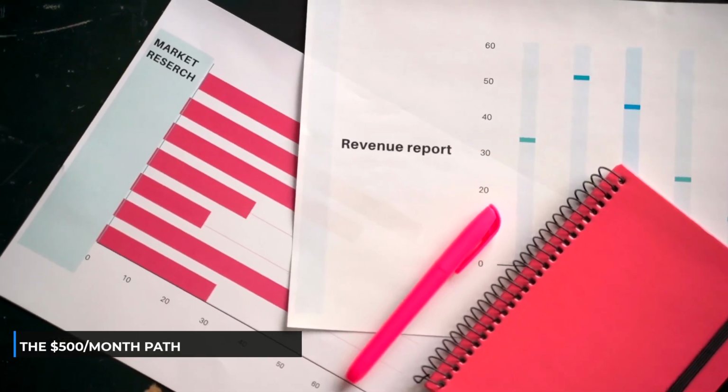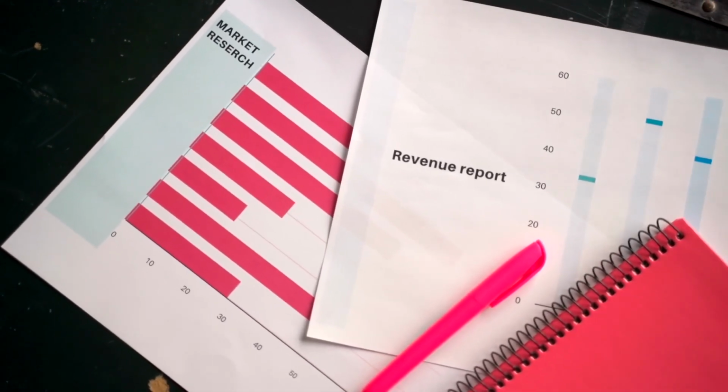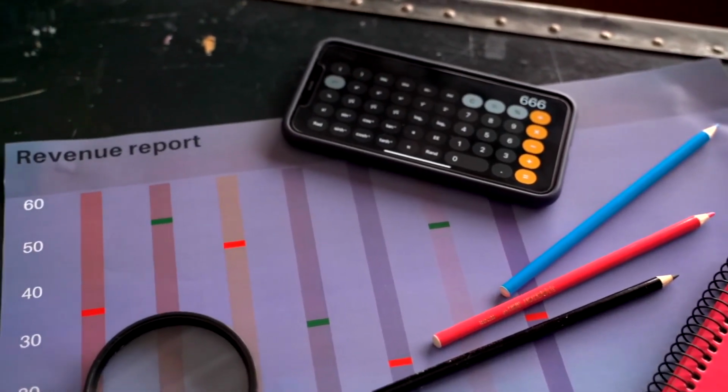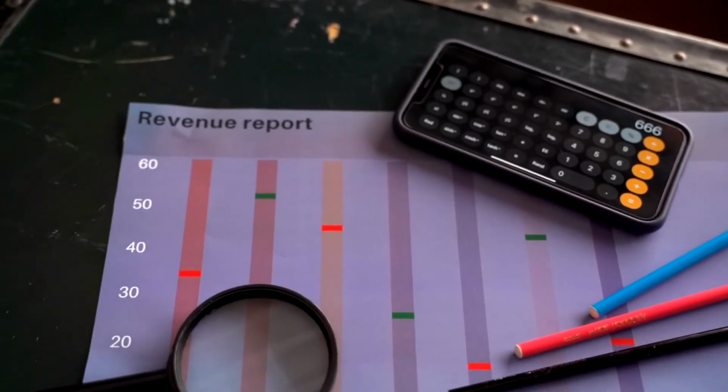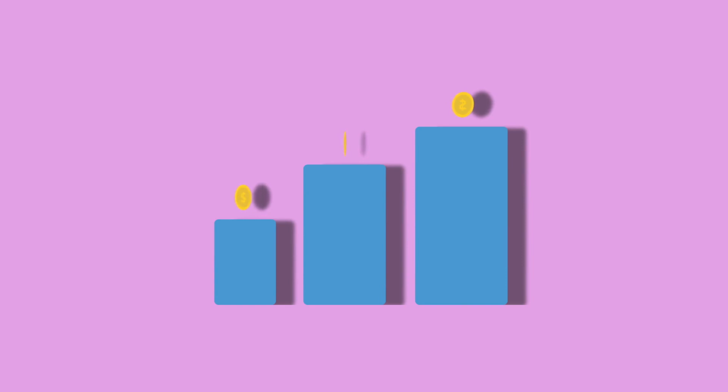One product at $14 times 36 sales/month equals $504. That's 36 people, not thousands. In the first 30 days, with consistent distribution, 10 to 30 sales is realistic. That's $140 to $420 in month 1.